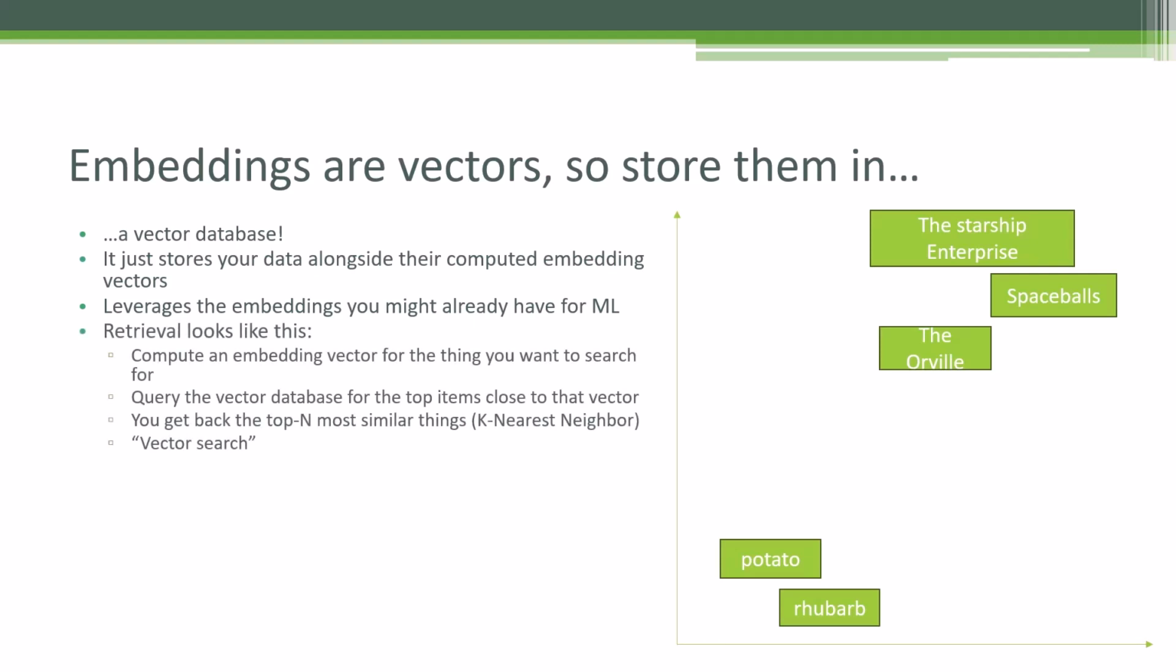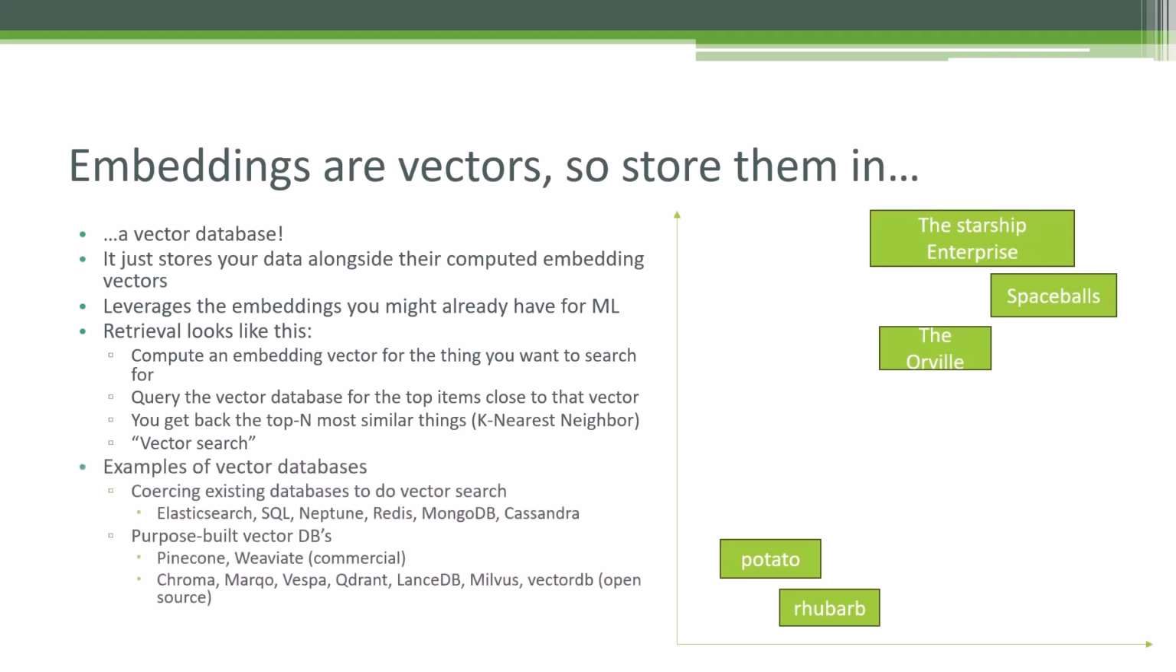Retrieval is going to take a couple of steps. If there's something you want to search for, find something similar for, first you need to compute an embedding vector for it. And then you will query the vector database for the top items that are close to that vector. So basically we're doing k nearest neighbor in this multidimensional embedding space to get back the top n most similar things. We call that vector search. That's all it is. It sounds fancy, and honestly, I think a lot of this terminology and fancy talk is just to help legitimize what's kind of cheating, like I talked about, but it works, so I'm not going to criticize it too much.